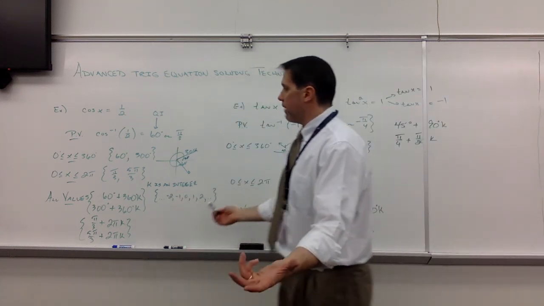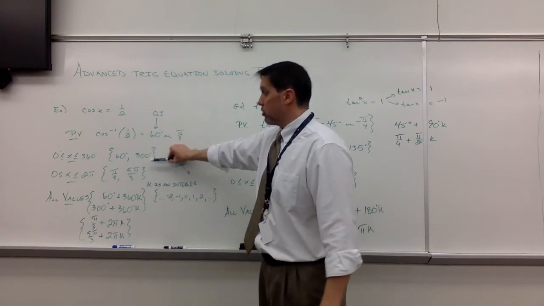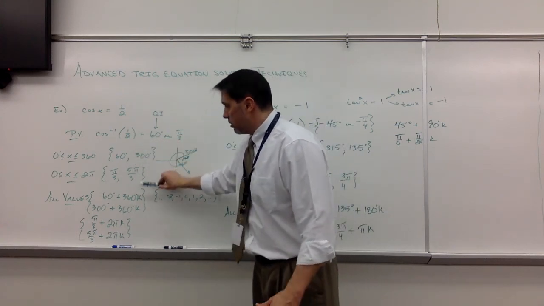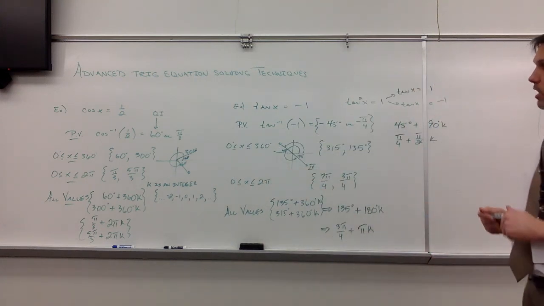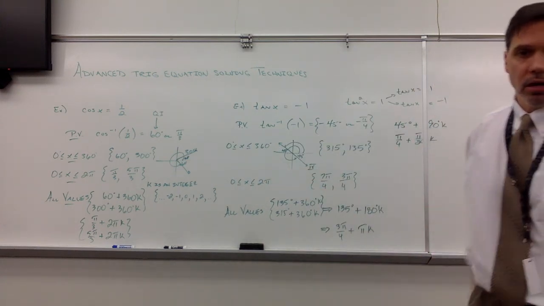So how do you get the all values? Well, you've got to know the 0 to 360 or the 0 to 2 pi. Once you know those, it's very easy just to write coterminal angles. But that represents all solutions, all values.